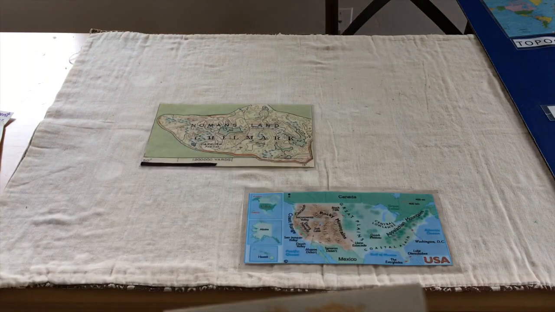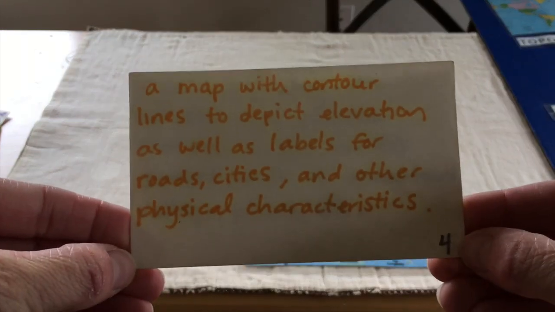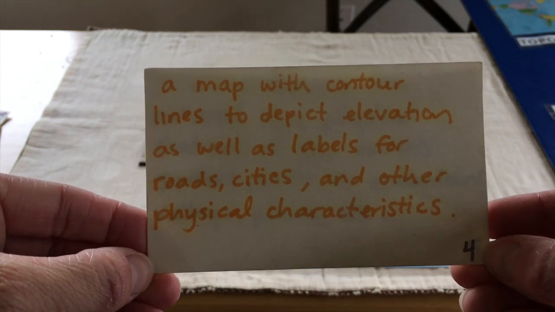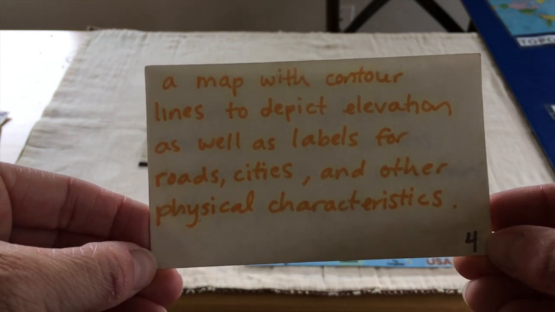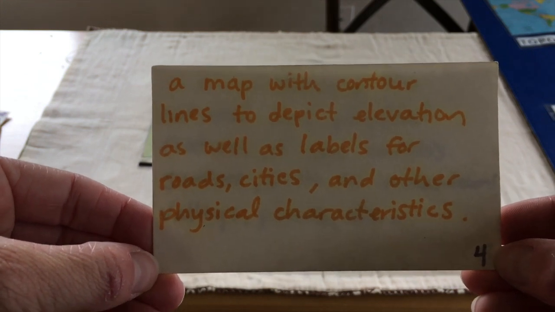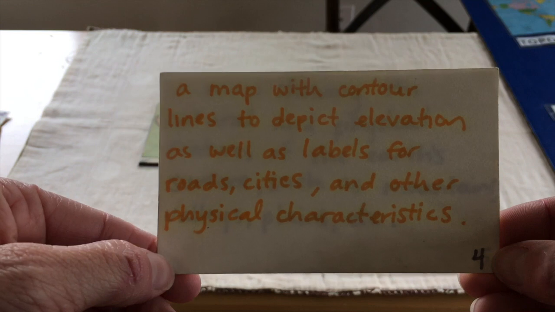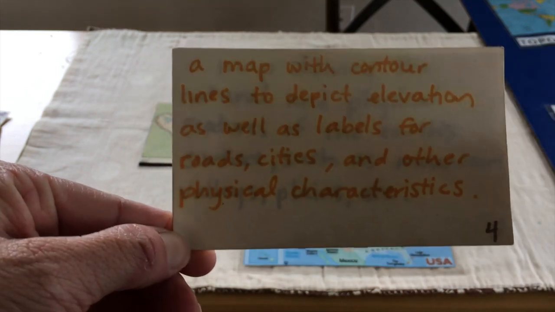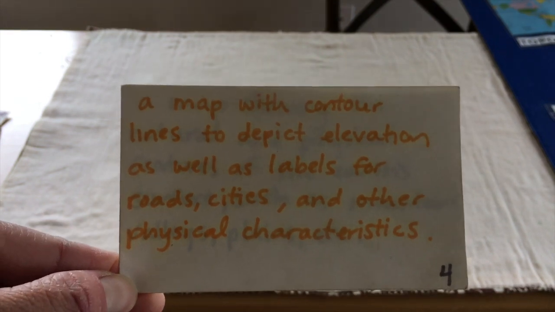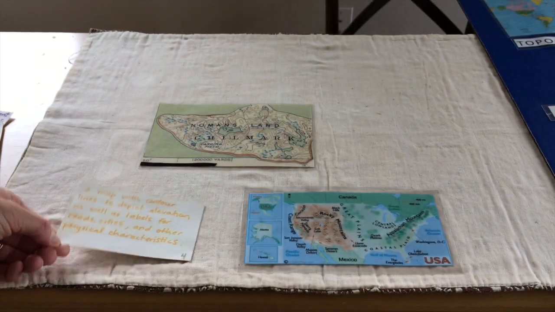Okay, next one. A map with contour lines to depict elevation as well as labels for roads, cities, and other physical characteristics. The key word here, or 2 words, are contour lines. And we're going to talk about what contour lines are a little bit later in the lesson, but let's look at these 2 maps.